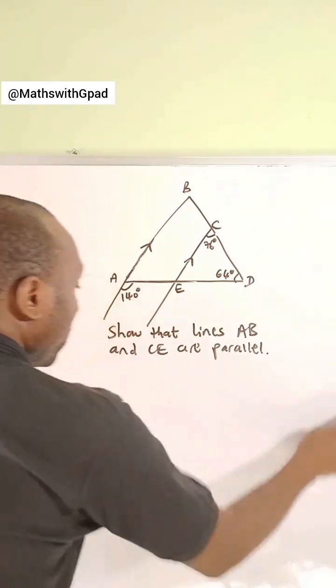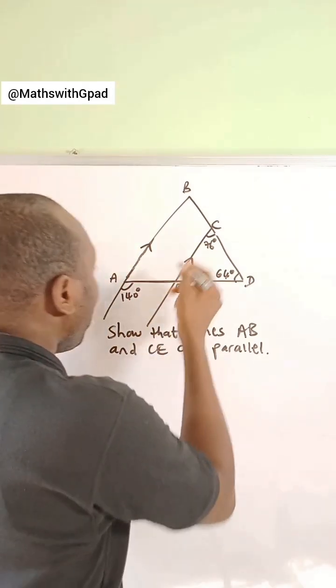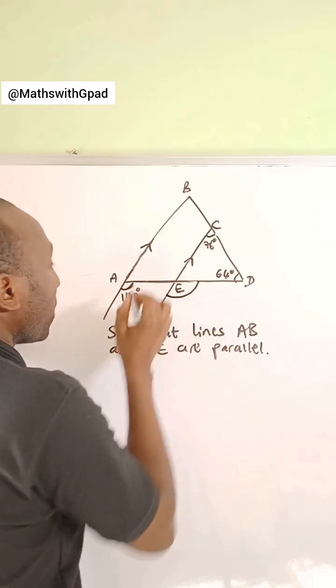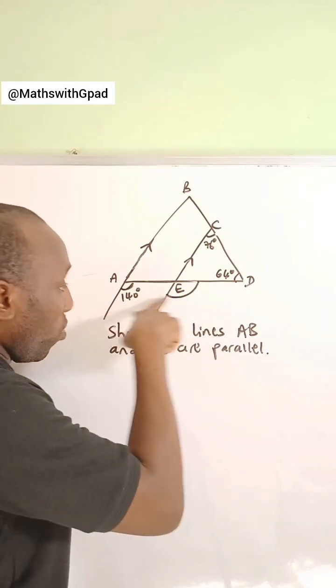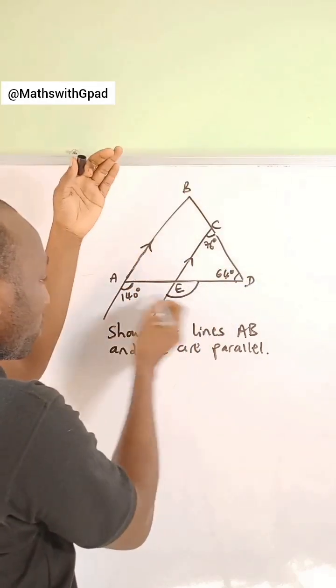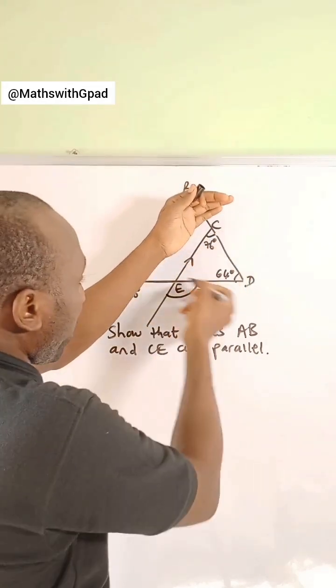So let us prove, if we want to prove that these two lines are parallel, this angle here must be equal to this angle. And you can't use this to prove this. You have to use something maybe around here to prove that this angle is 140. So I'm going to use this triangle.